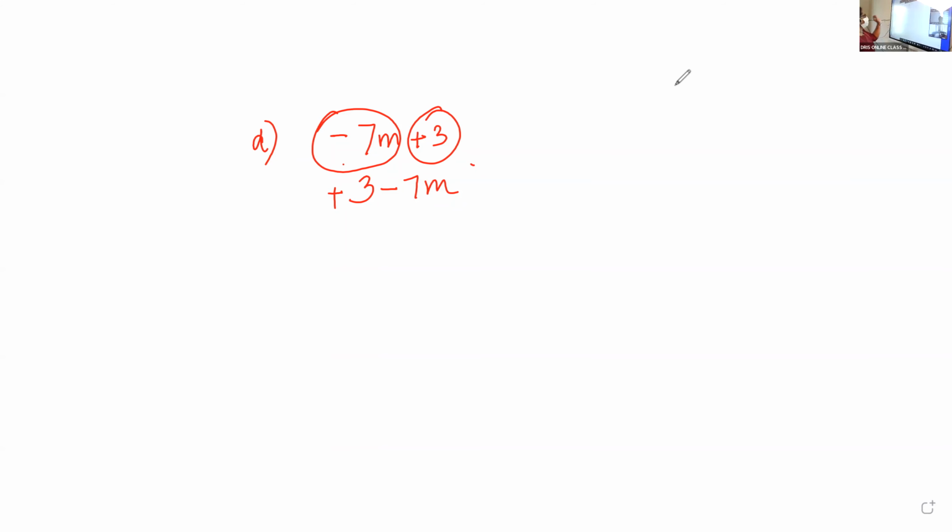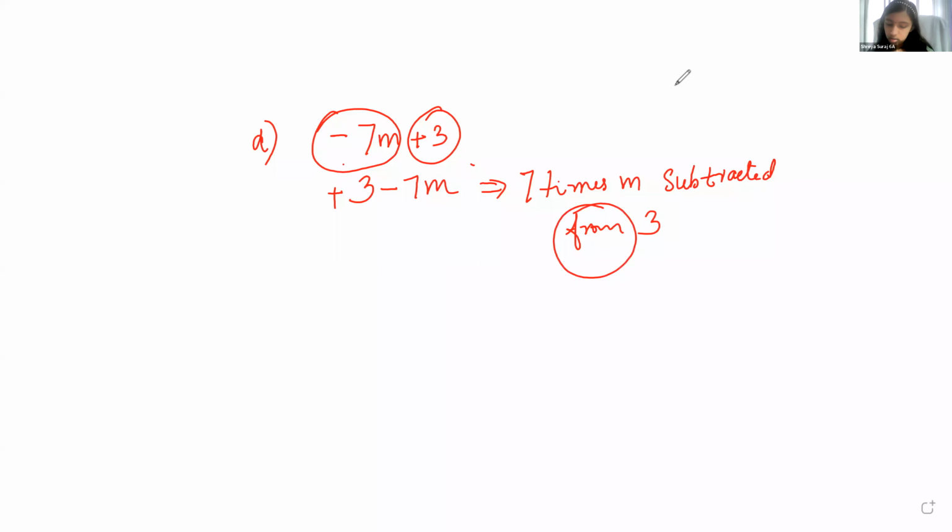Now how can you write this in a statement? We should convert it. I will explain. 7 times m subtracted from whom? 3. Is my statement and this expression correct? Yes, ma'am. 7 times m subtracted from 3. Ma'am, it is negative 7, right? Yes, 3 subtracted means 3 minus 7m. So instead of plus, we subtract it.